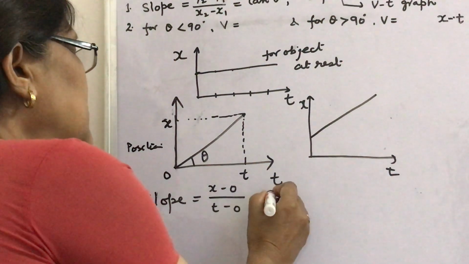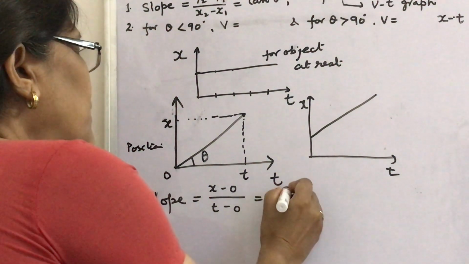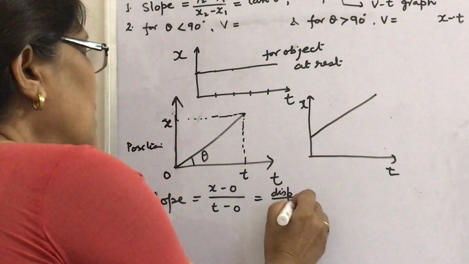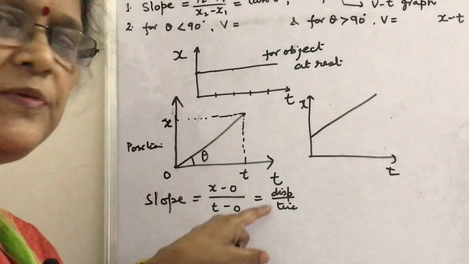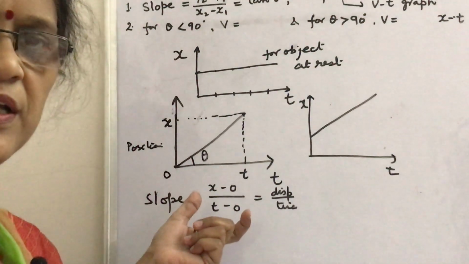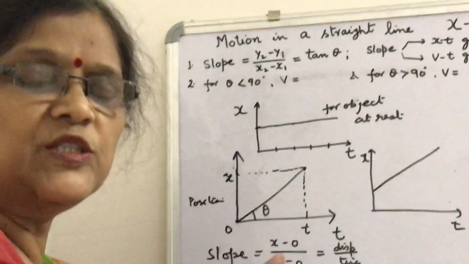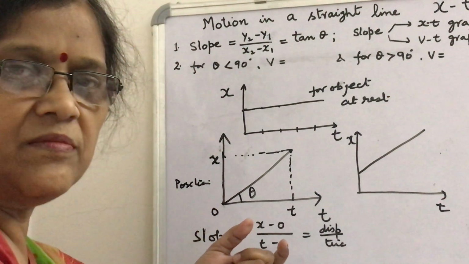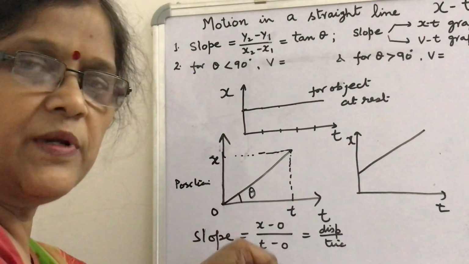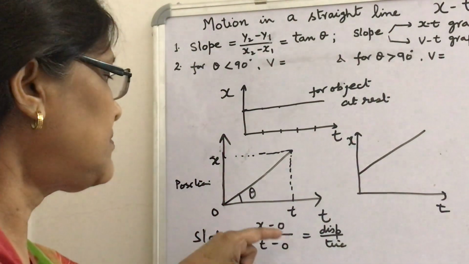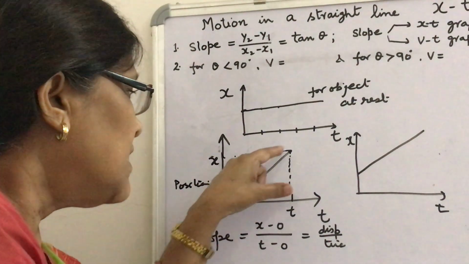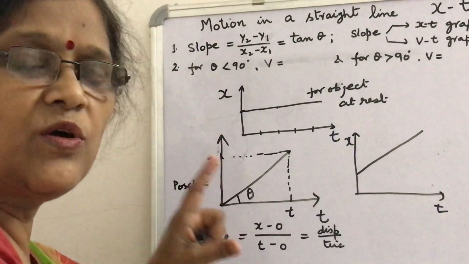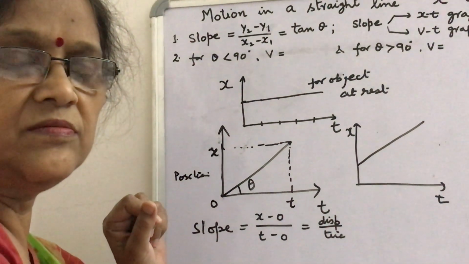So, what is this? This is the distance upon time or displacement upon time. Listen, if it is displacement upon time, then it is velocity; distance upon time, then it is speed. We have read earlier that distance upon time is speed, displacement upon time is velocity. In this graph you can say that the object is moving with constant velocity.